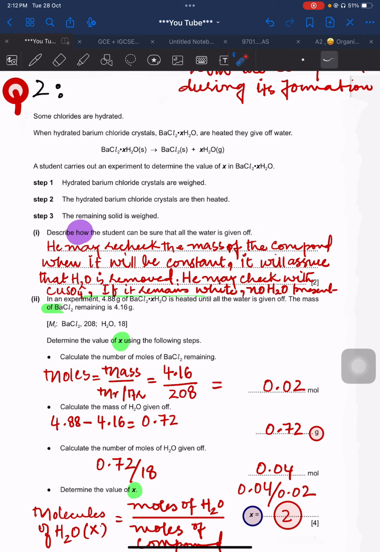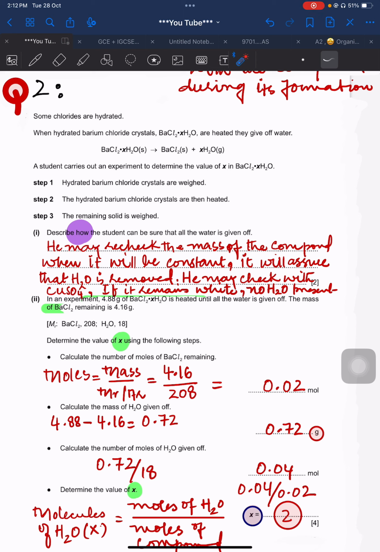As a result, water is turning itself into steam and going out of the compound. We can see that a student carries out experiments to determine the value of X in BaCl2.XH2O. Hydrated barium chloride crystals are weighed, then heated. The remaining solid is reweighed, meaning it is weighed after loss of water molecules.